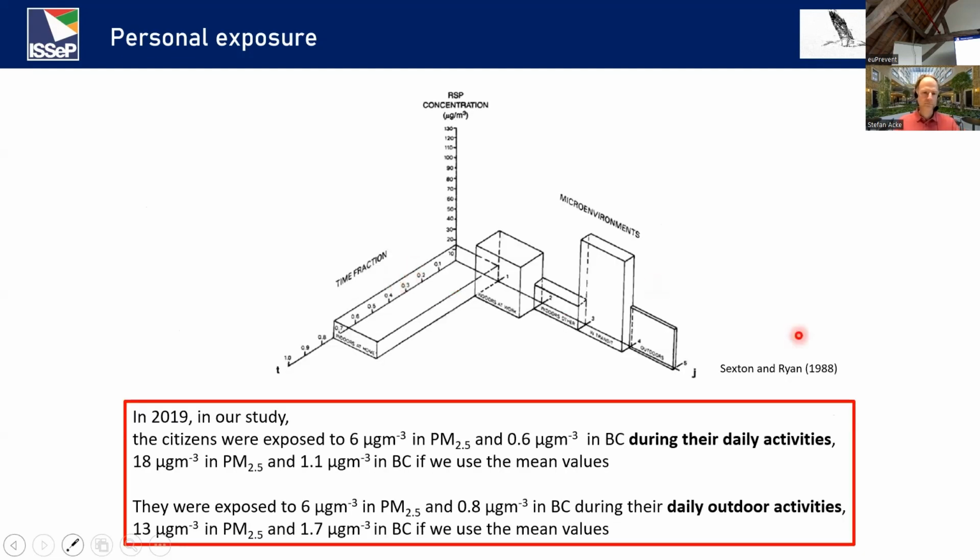So similarly to Sexton and Ryan, we try to estimate the daily exposure by weighting the exposure during the different activities by the time spent for each activity, and we can estimate the daily exposure to 6 micrograms per cubic meter for daily indoor and outdoor activity. But if we look at the mean concentration, we have 18 for the indoor activity and 13 for the outdoor activity.